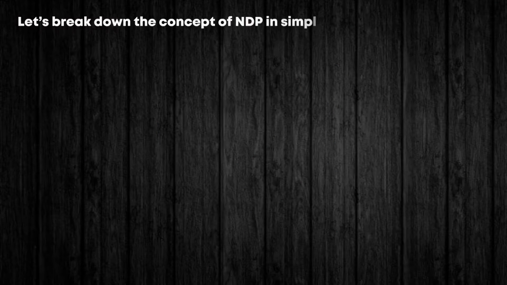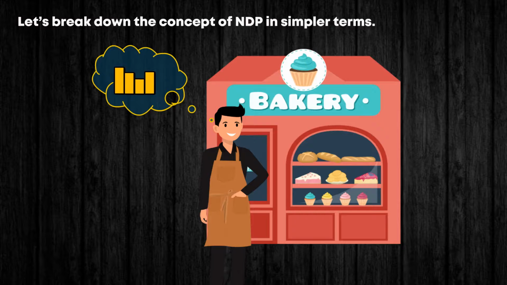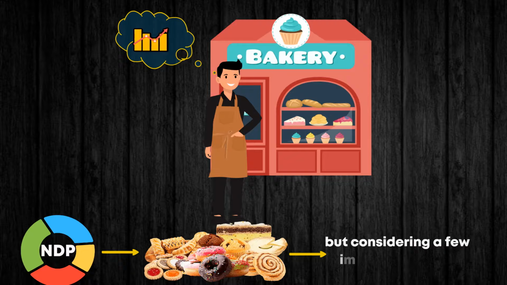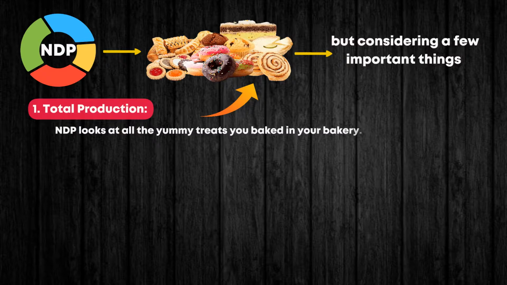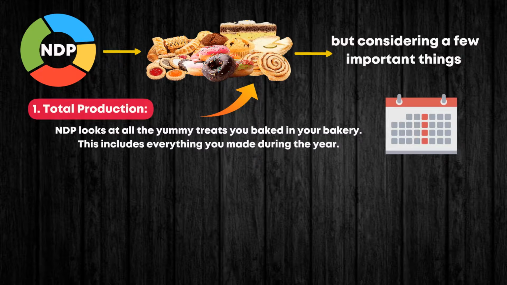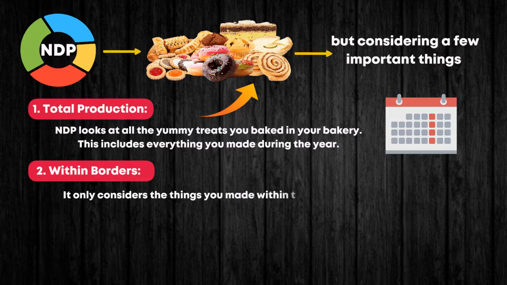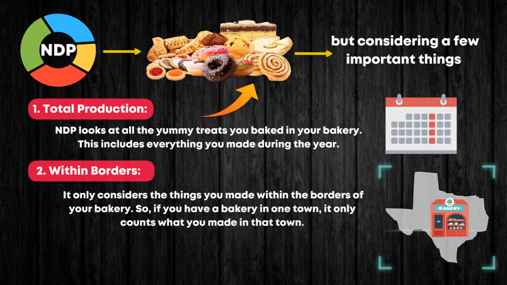Let's break down the concept of NDP in simpler terms. Imagine you have a bakery and you want to know how well your bakery is doing in a year. NDP is like looking at all the cakes and pastries you made, but considering a few important things. First, total production. NDP looks at all the yummy treats you baked in your bakery. This includes everything you made during the year. Second, within borders. It only considers the things you made within the borders of your bakery. So, if you have a bakery in one town, it only counts what you made in that town.